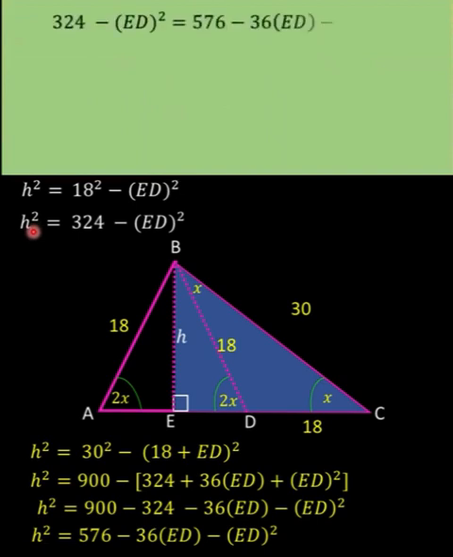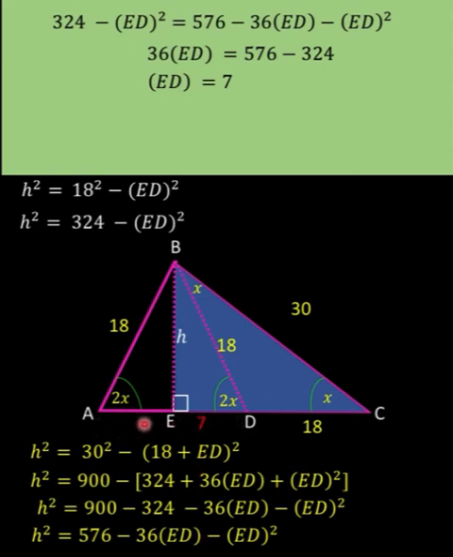Therefore, we can now form this equation. This h squared, which is 324 minus ED squared, is the left side of our equation, and this 576 minus 36 ED minus ED squared is the right side of our equation. You have here minus ED squared and minus ED squared. We can eliminate them by adding ED squared to both sides of this equation. Then let's subtract 324 from both sides of the equation to arrive at this. Simplifying, we arrive at ED equals 7. So the length of this segment ED here is 7, and this AE is also 7.